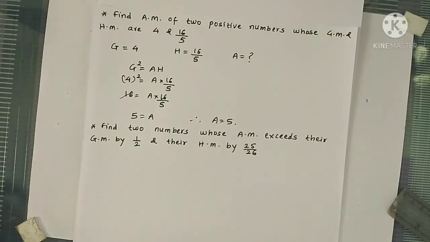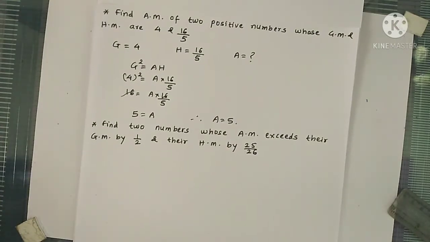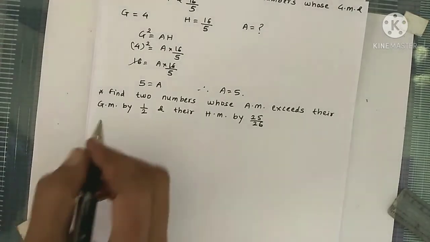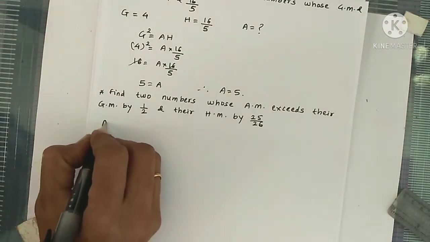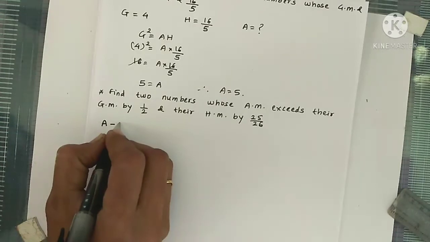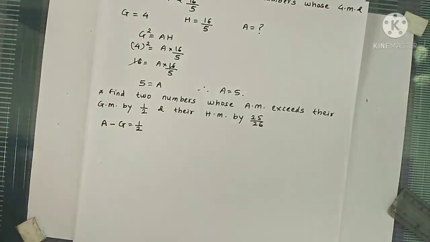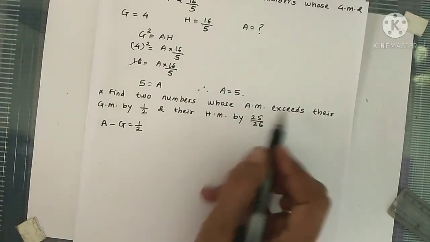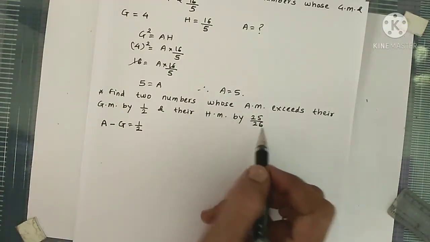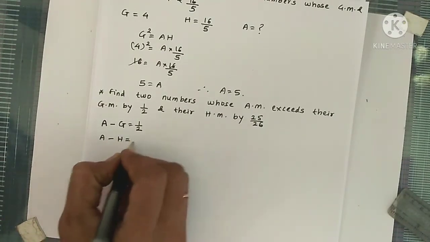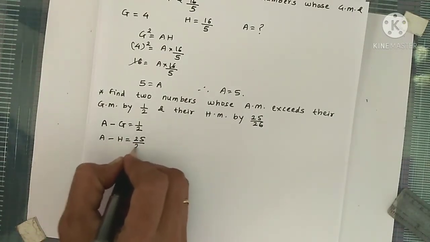Now consider this question. Find two numbers whose AM exceeds their GM by 1 by 2 and their HM by 25 by 26. So what is given is AM exceeds GM by half. Means A is greater than G by 1 by 2. That means their difference is 1 by 2. A exceeds HM, that is H, by 25 by 26. So A minus H equal to 25 by 26.